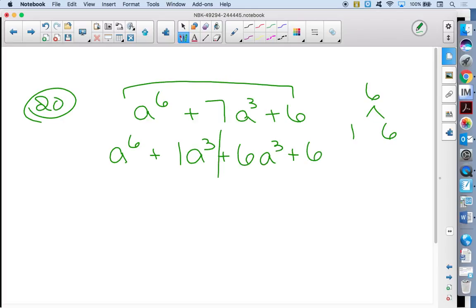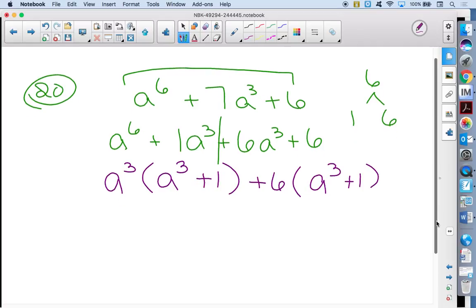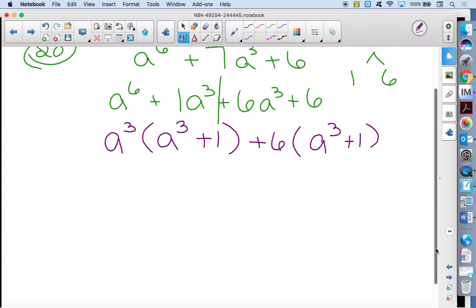And then looking down the middle, what do they have in common? First one's a to the 3rd. So then that's a to the 3rd plus 1. The second one is 6, and that's a to the 3rd plus 1. So we have a cubed plus 6 and a cubed plus 1.